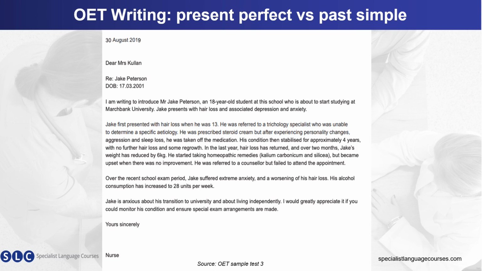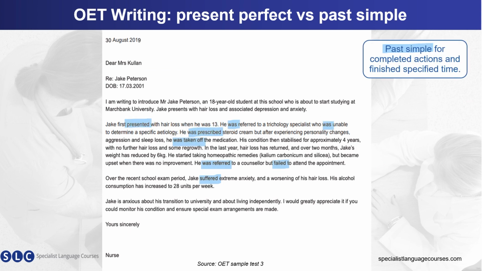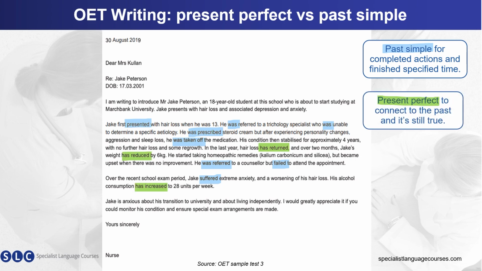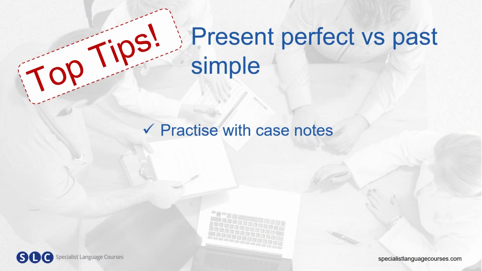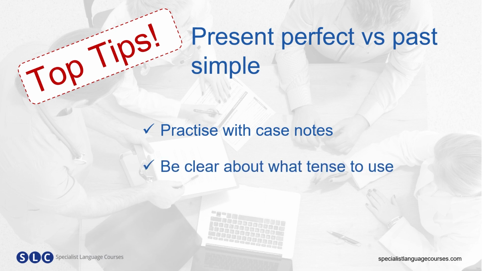It's a great idea to use sample letters to see how present perfect and past simple are used. Compare the sentences with case notes, noticing any time markers. Top tips for present perfect and past simple. Practice with OET case notes. Go through them, pay attention to the dates, and practice using the present perfect and past simple. Be clear about which tense to use. If something started in the past but is still true now, use the present perfect. If the action's clearly finished and the time is stated, use past simple. And use sample letters to notice examples.